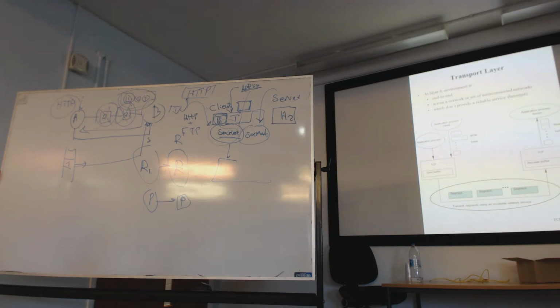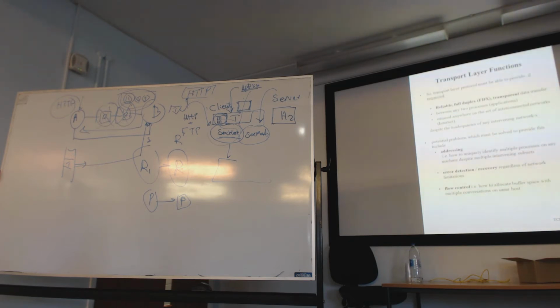As I said, the layer 4 environment is end-to-end, across a network or set of interconnected networks. It might be a LAN, it might be a wide area network. It doesn't provide reliable service like the internet unless I use TCP. If I'm using UDP, it's basically just an unreliable service. So the transport layer protocol must be able to provide, if requested, a reliable full duplex connection. It can be done between any two processes.